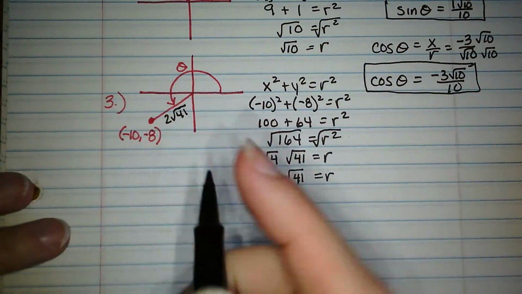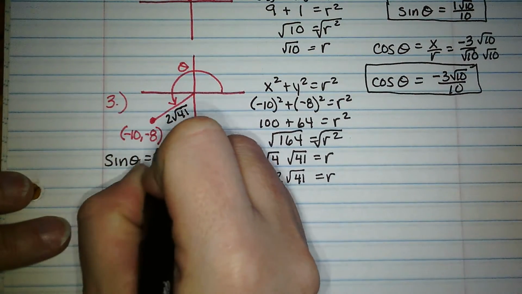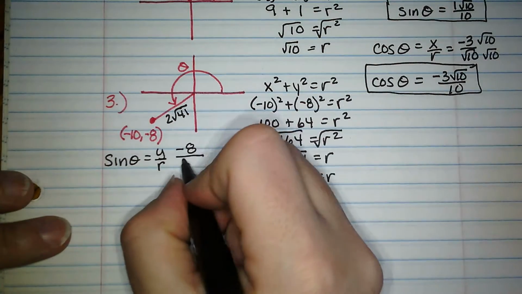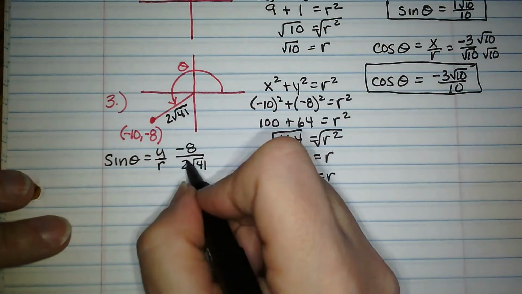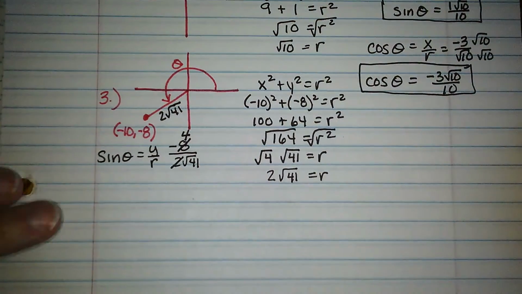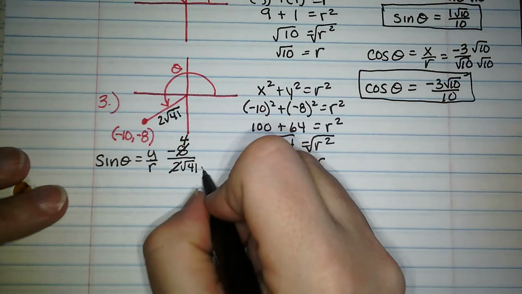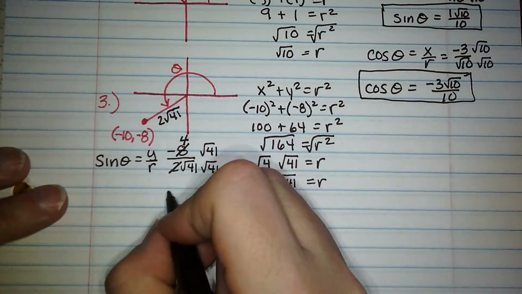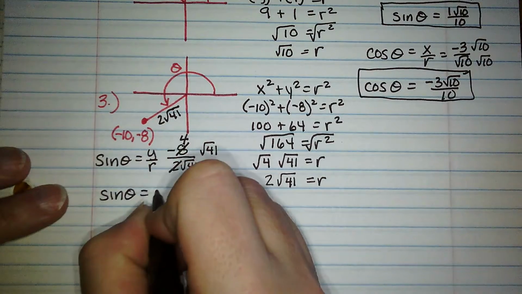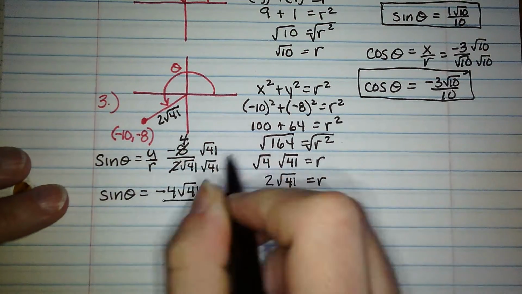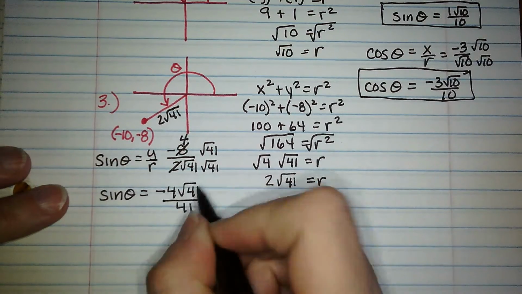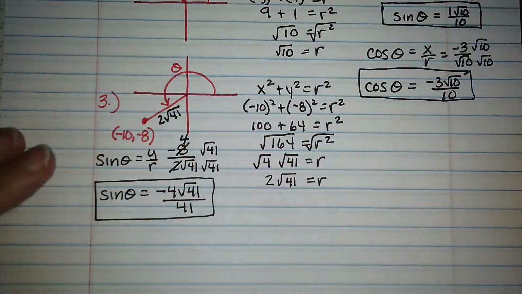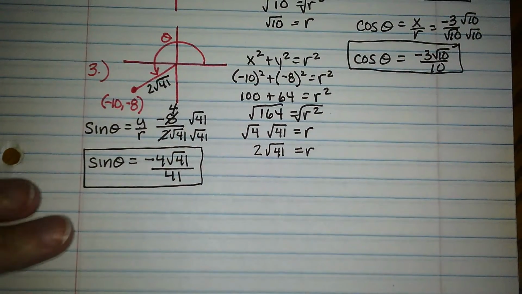I'm going to do it over here though. So my sine is y over r. So my y is -8, and that's over 2 radical 41. The first thing we're going to do is cancel the 2 and the 8 and reduce it. And then we're going to rationalize. So on the top, I have a negative, a 4, and a radical 41. And on the bottom, I've just got 41. Sine is negative in quadrant 3. And that makes sense.